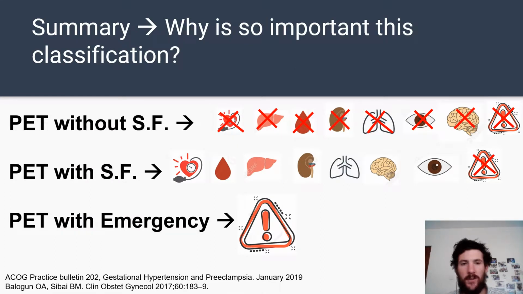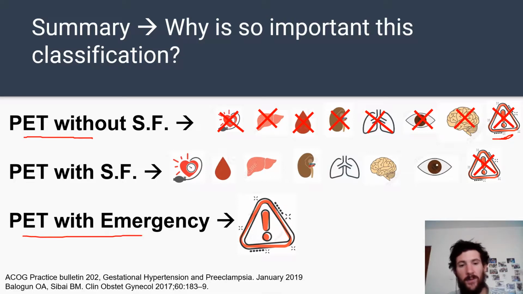So here with this picture, I make a summary about the classification of the severity of the preeclampsia. And why is this classification so important? Because of the treatment that we're going to see in a few slides more. But it's very important to know that if we have a patient without severe features, we need to rule out emergency features. We need to rule out everything.